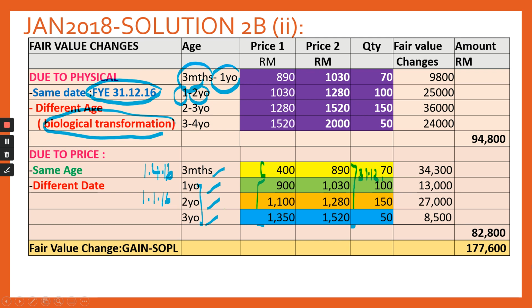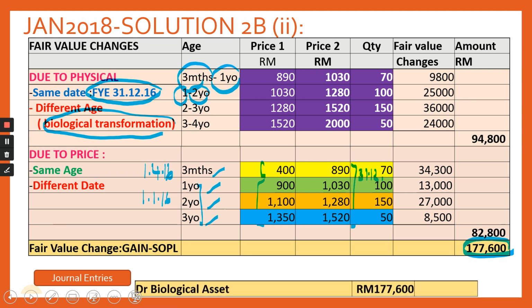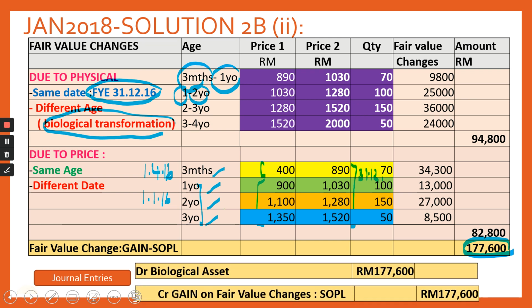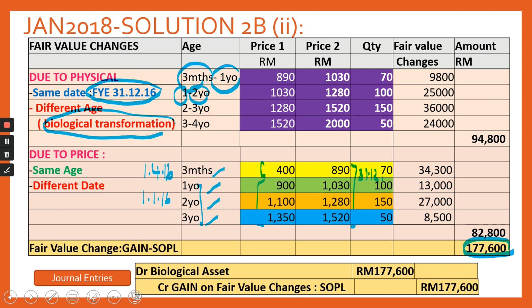So the total would be 177,600. That is a fair value gain. And that fair value gain will need to be journalized. If you do journal entry, you will debit the biological asset. This is not gain on initial recognition because you have no newborn sheep, newborn cow, whatsoever.